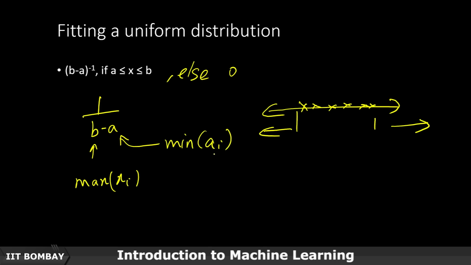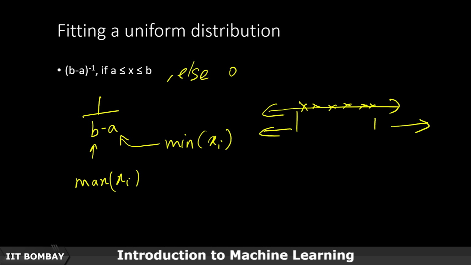So if we perturb a and make it slightly larger than min of x i, then that min of x i will have probability 0 according to the distribution, and consequently, with the IID assumption, everything is going to be 0. So what is the likelihood of the data?